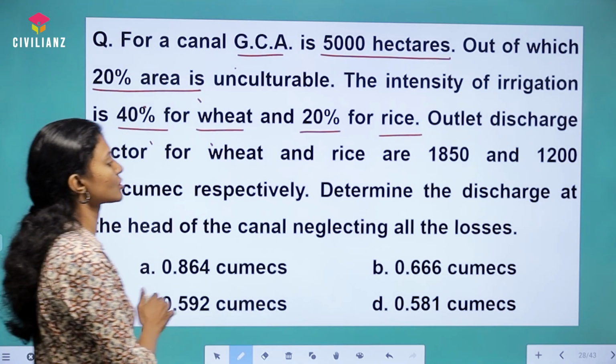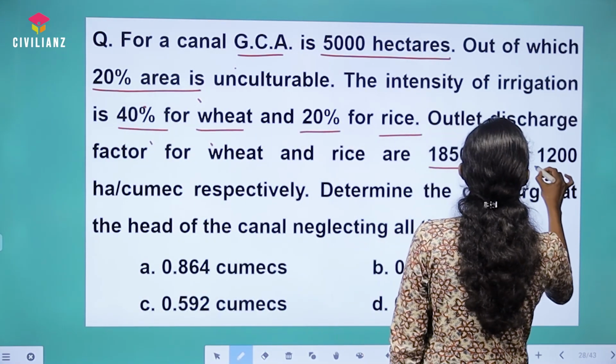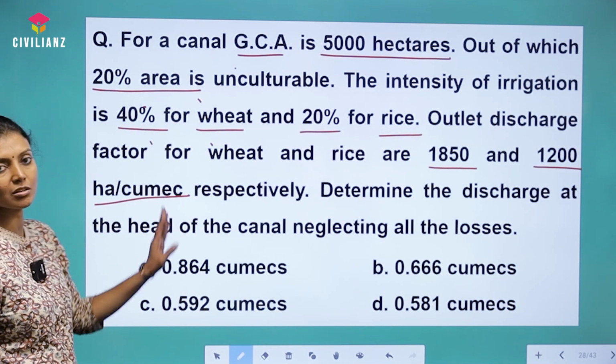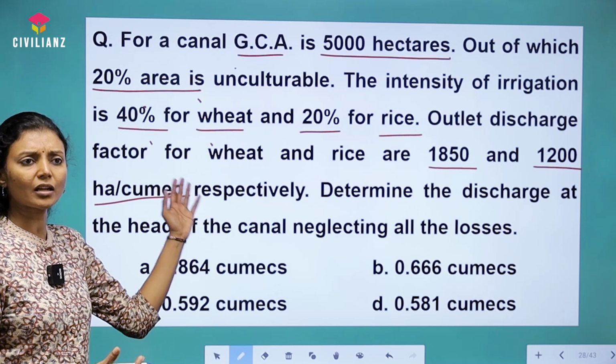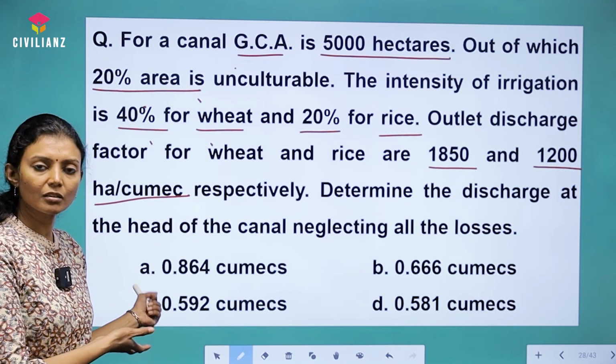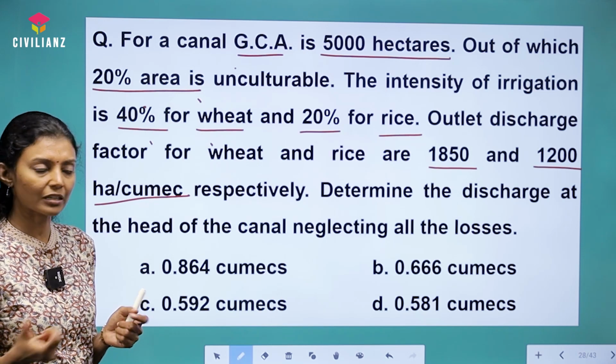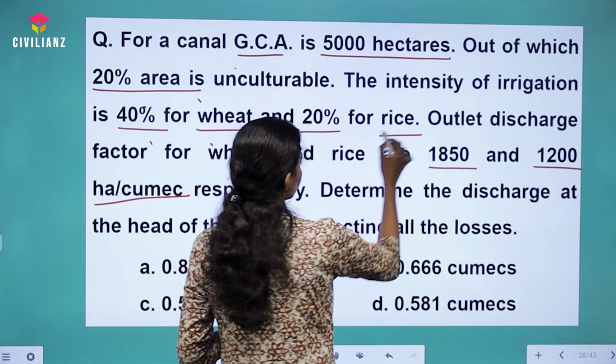Outlet discharge factor for wheat and rice are 1850 and 1200 hectares per cumec. So you already know that outlet discharge factor. Seeing the units itself, you can tell it is duty. So outlet discharge factor is another word for duty.